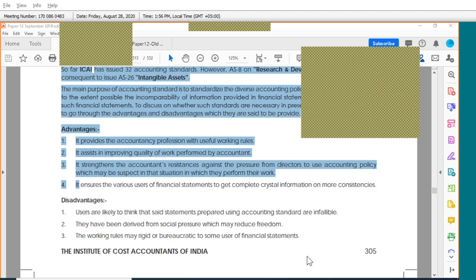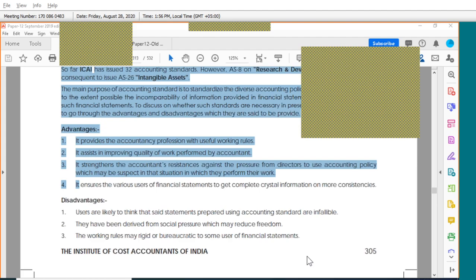So I'll go to the next point. They have been derived from social pressure which may reduce freedom. That is not acceptable. So what is the next point? The working rules may be rigid or bureaucratic to some users of financial statement. Maybe this may be an acceptable one, because I am not a financial expert. I don't know what is accounting standard.